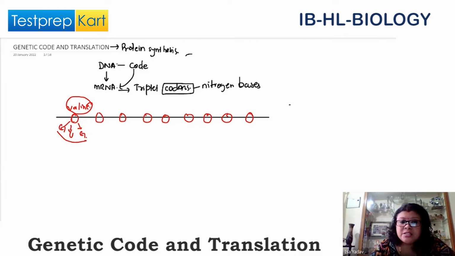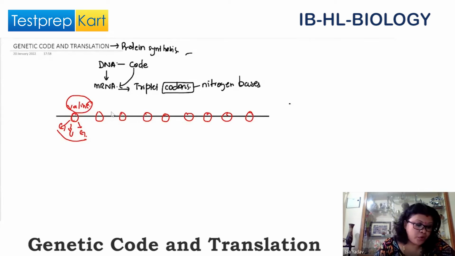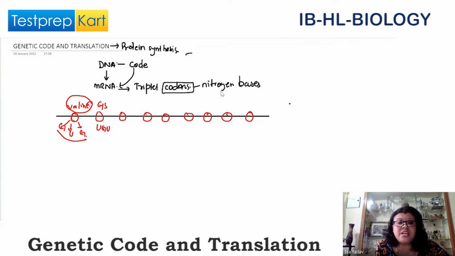And see this, valine, like that. Suppose, for example, if we have cysteine, then this will be UGU. So valine, cysteine, again valine, cysteine, valine, whatever. This particular protein has this sequence. Another protein will have the same amino acids, but the sequence may differ. Here, valine and cysteine are there. There can be valine and tryptophan. Anything can be there.